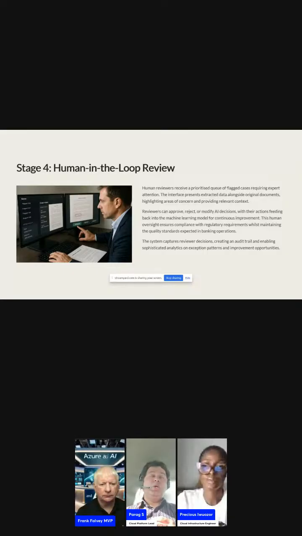But these actions that they take also get fed into the AI learning, so that this model becomes more relevant and its accuracy increases as it goes further. So this human oversight ensures compliance with regulatory requirements while maintaining the quality standards expected in banking operations. The system captures reviewers' decisions, creating an audit trail and enabling sophisticated analytics on exception patterns and improvement opportunities.